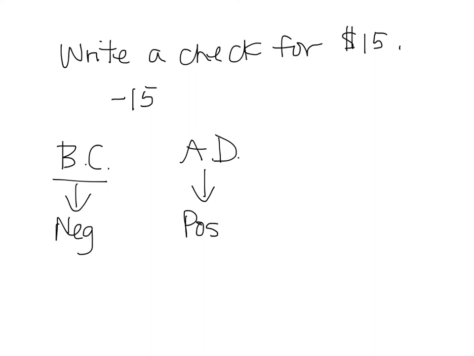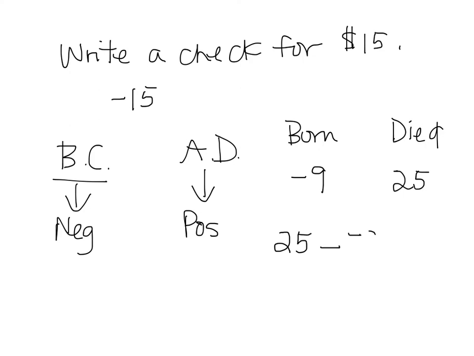So if somebody was born in 9 BC, that's like saying -9. And they lived until the year 25. They died in the year 25. Well, the way you figure out how old someone is, you say the year they died minus the year they were born, and you do the math, and you can see that this person was 34 years old.